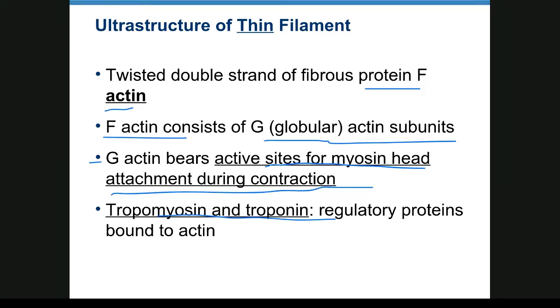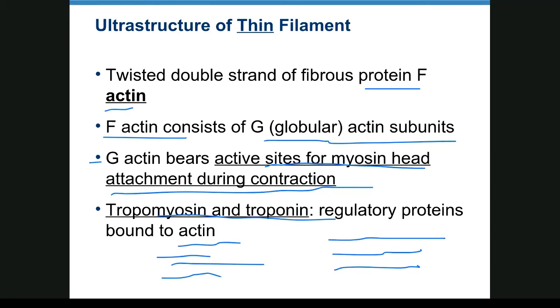So if you have actin and myosin, they can't contract, whereas when this troponin and tropomyosin are gone, then you can get the cross bridging, like from here over to here, so that they are shorter.